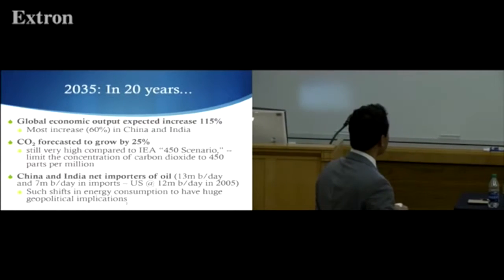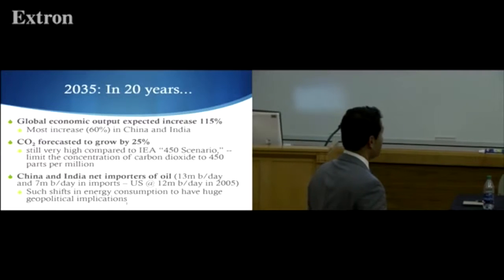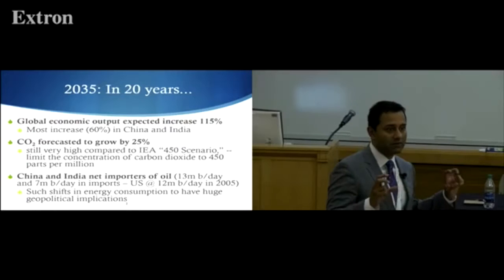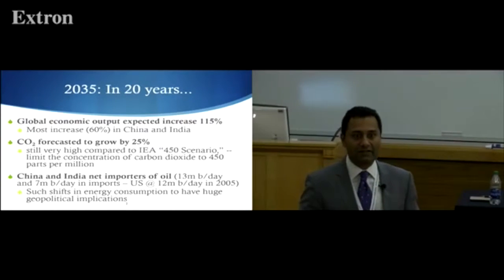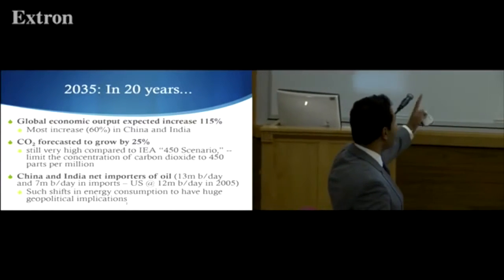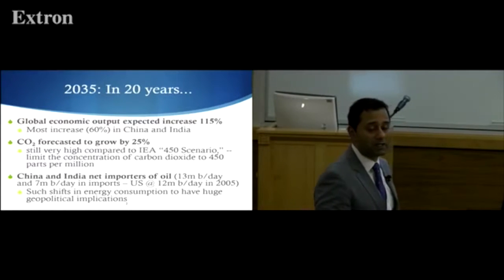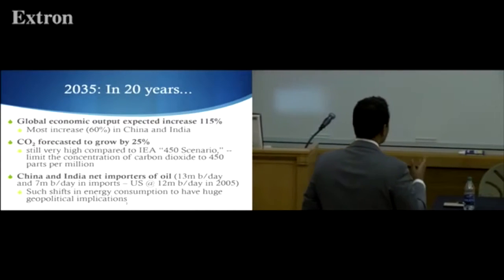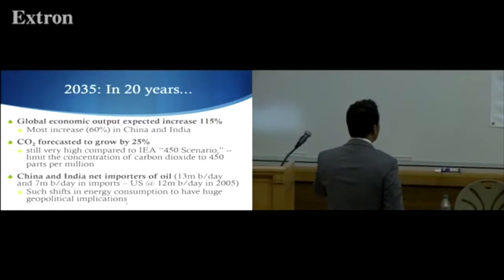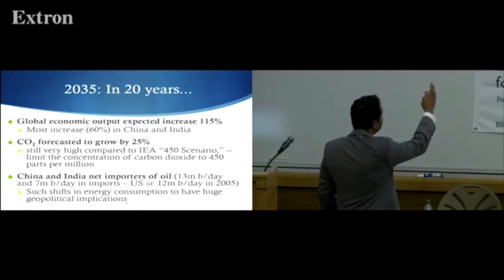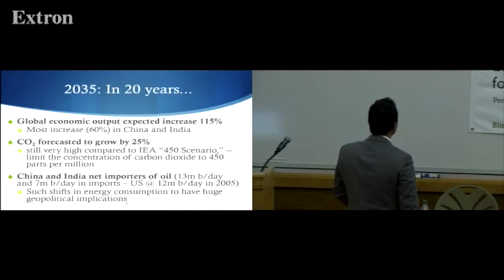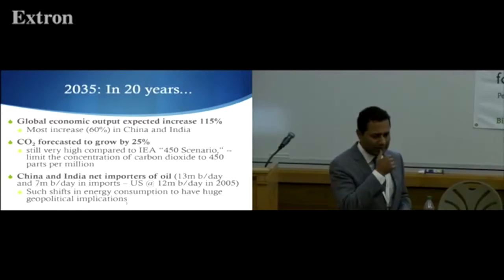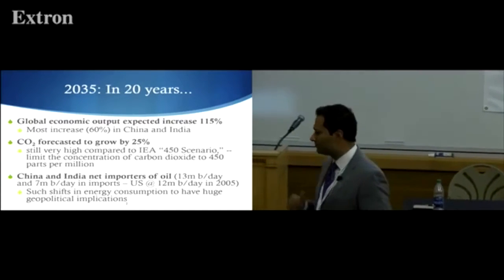Carbon dioxide is expected to grow by 25%. There is a scenario called the 450 scenario by the International Energy Agency, IEA, which basically seeks to limit the concentration of carbon dioxide to 450 parts per million. Even though carbon dioxide is going to grow by 25% as opposed to 115% economic growth, it's still too high.